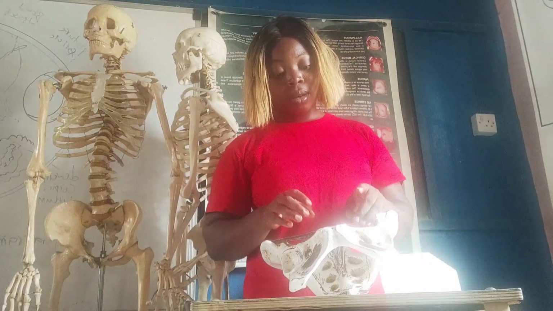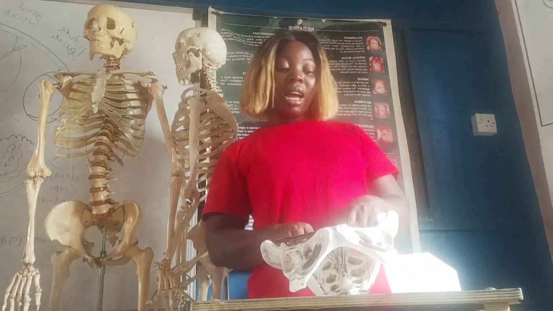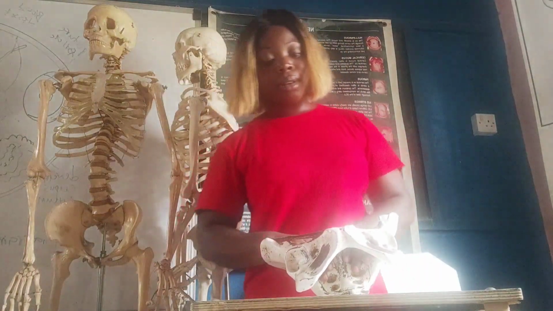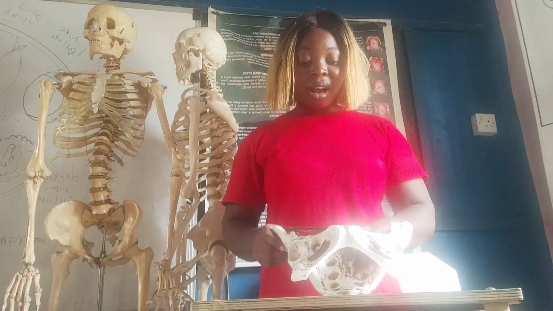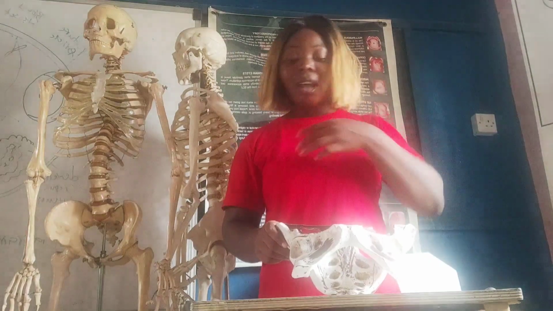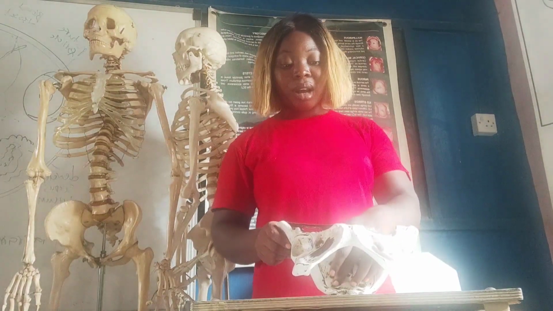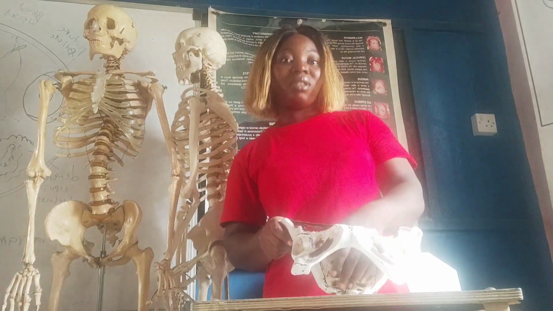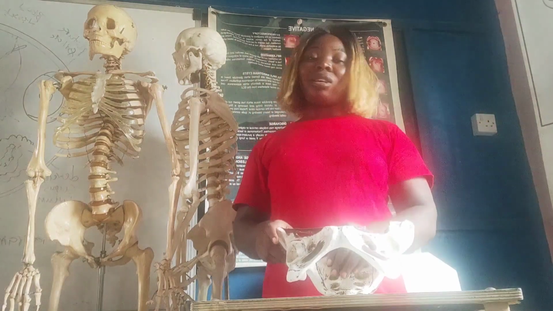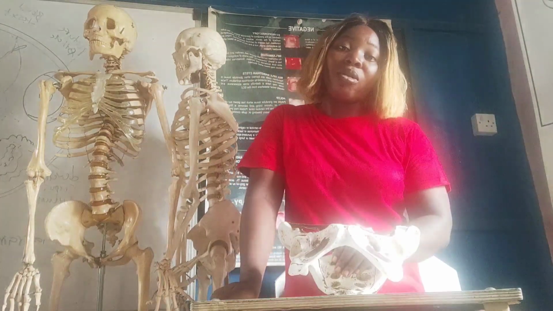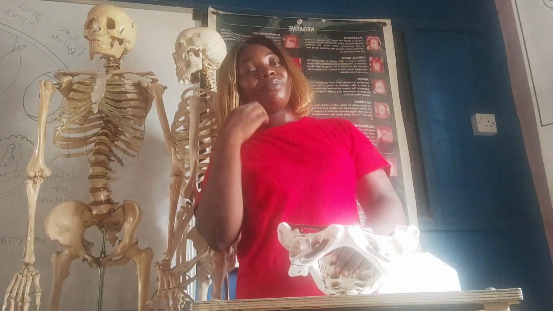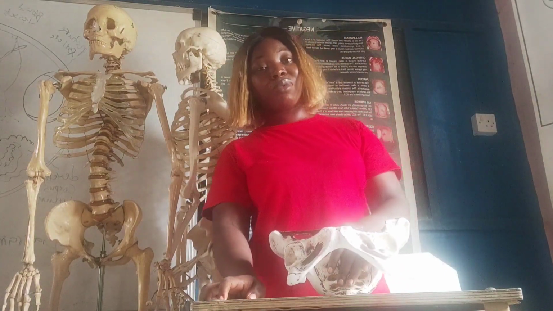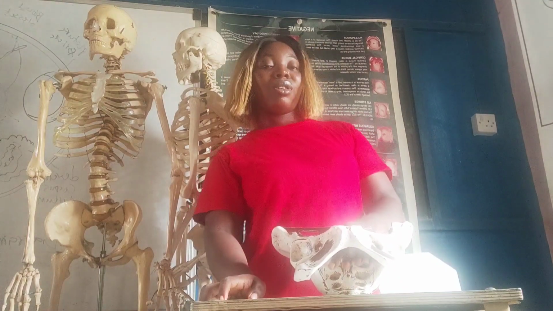We have the sacroiliac ligaments. We have the sacrococcygeal ligaments. We have the interpubic ligaments. We have the sacrotuberous ligaments, from this sacrum to the ischial tuberosity in the ischium part. And we have the sacrospinous ligaments, from the sacrum to the ischial spine.